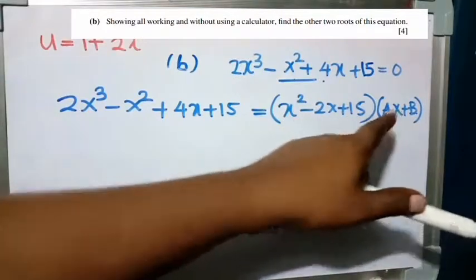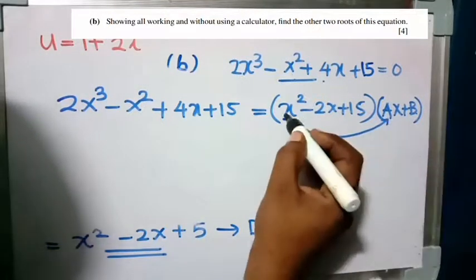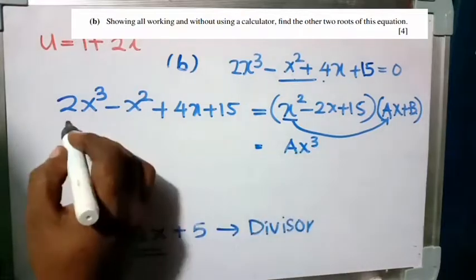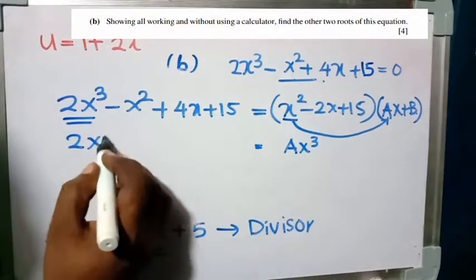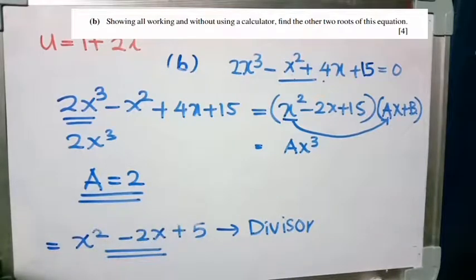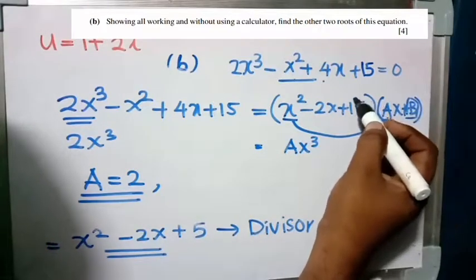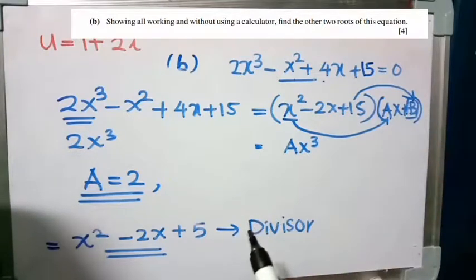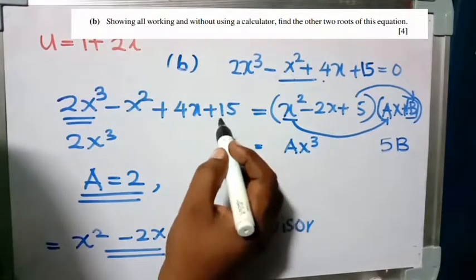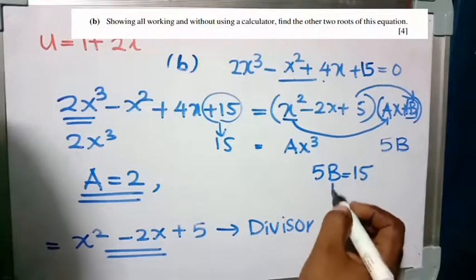Because when you multiply it, x squared into x, we get x cubed. Now, if you multiply the first terms here, we get x squared into ax as ax cubed. And when you take that here, the corresponding value of ax cubed is 2x cubed. So when you compare these two, we get a is equal to 2. And b is the constant. If we multiply 5 and b, the constant is 5b. And when you look at this, the constant is here 15. So when you compare both, 5b is equal to 15 or b is equal to 3.